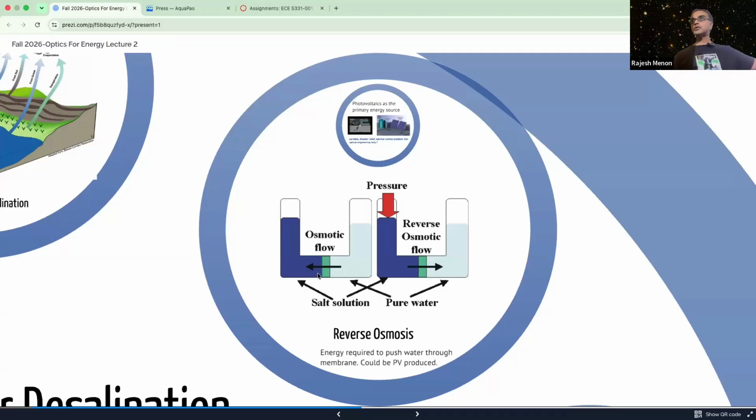And you can use this flow to do work, and things like that. They call it osmotic pressure. But we want to do the opposite. That's what we want, right? We want the water to go the opposite way. That means you have to go against the second law of thermodynamics.